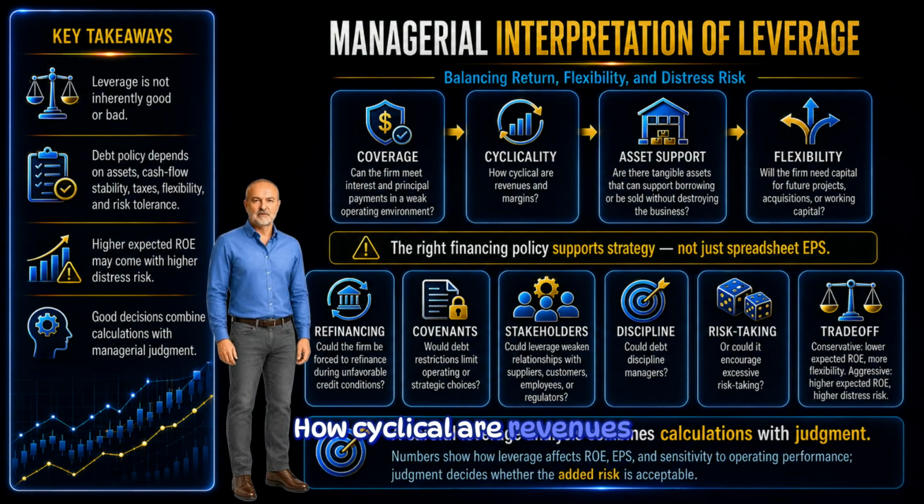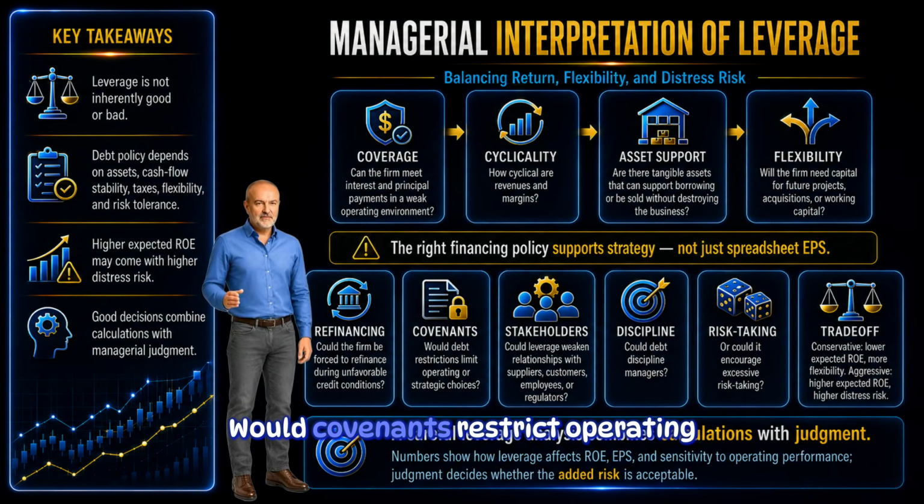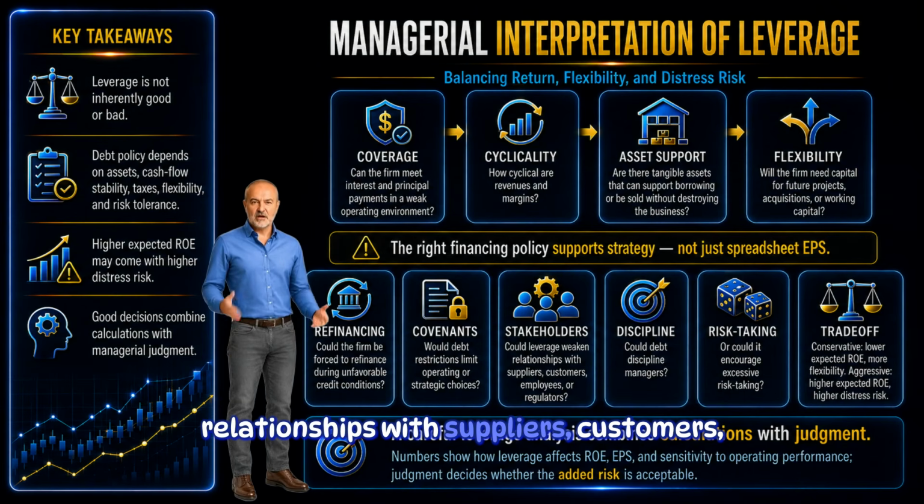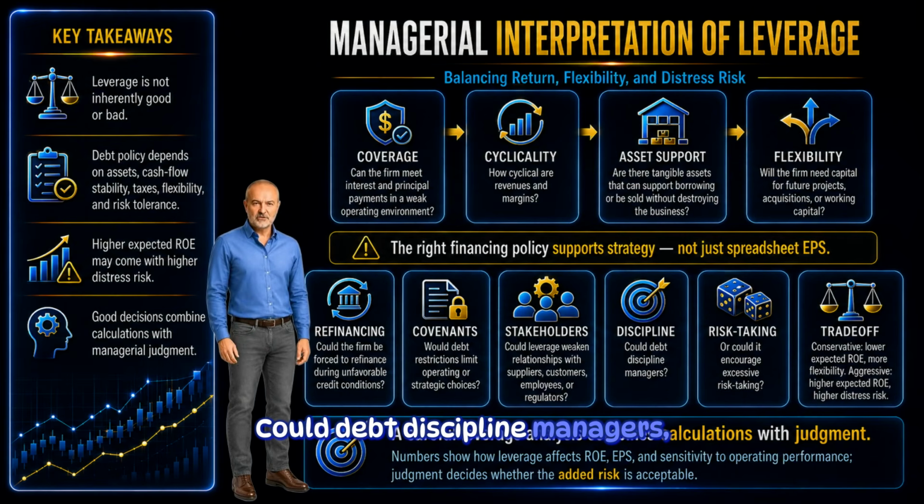How cyclical are revenues and margins? Are there tangible assets that can support borrowing or be sold without destroying the business? Will the firm need capital for future projects, acquisitions, or working capital? Could the firm be forced to refinance during unfavorable credit market conditions? Would covenants restrict operating or strategic choices? Could high leverage weaken relationships with suppliers, customers, employees, or regulators? Could debt discipline managers, or could it encourage excessive risk taking?